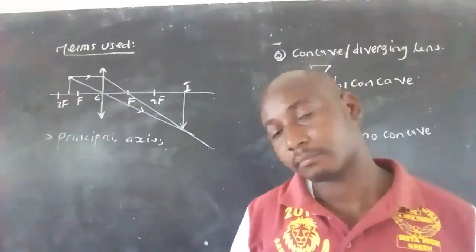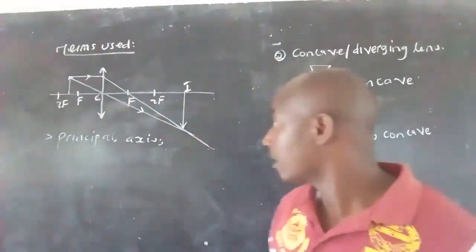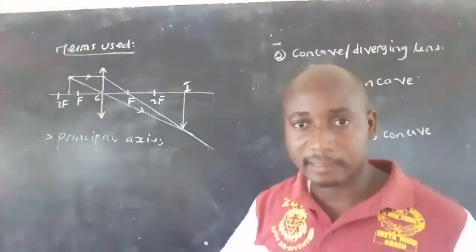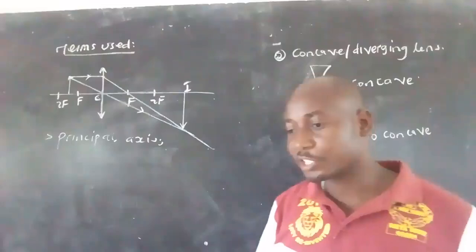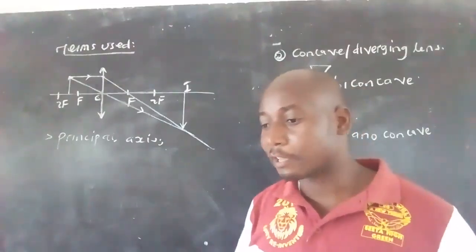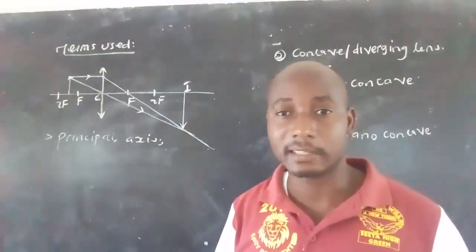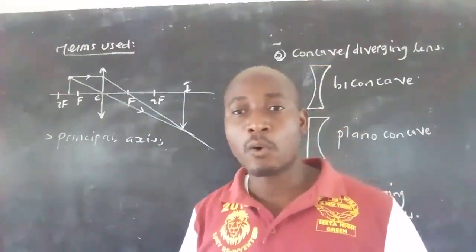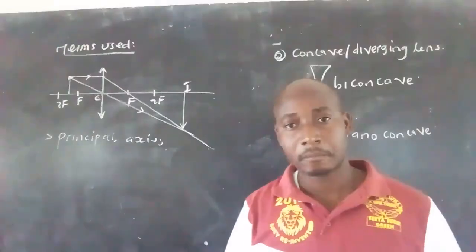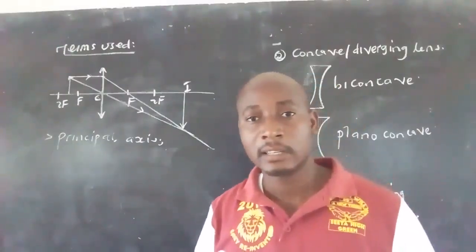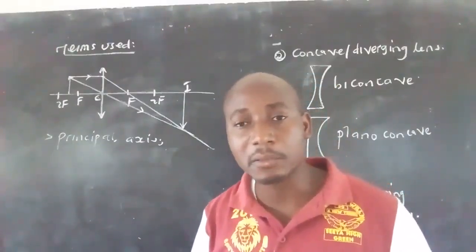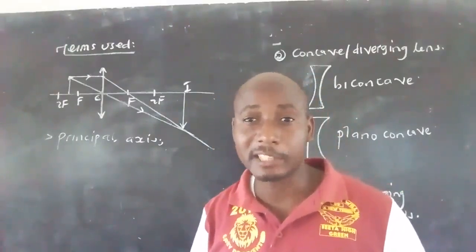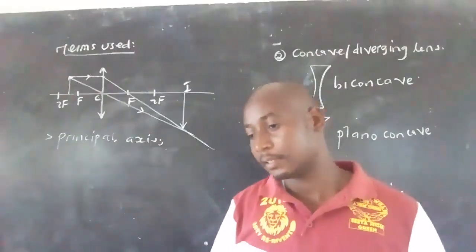Then aperture, we shall say that this is the width, or the length of the lens. Then the other one is the focal plane. You say this is the plane containing the principal focus and is perpendicular to the principal axis.